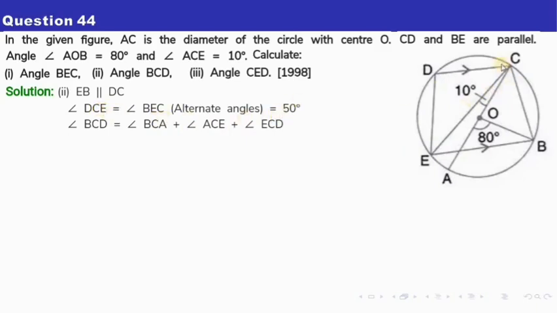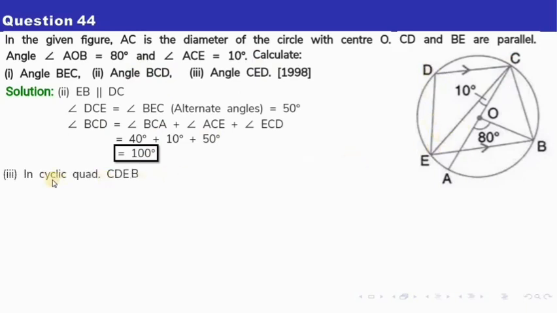50 degree. That is, this angle will be 50 degree. So if I put the values, then my value turns out to be 100. So that's why angle BCD will be 100 degree out here. Okay, now let's move on to the last part, that is CED. So let us search where is CED. So CED lies out here. All right, so let's begin.